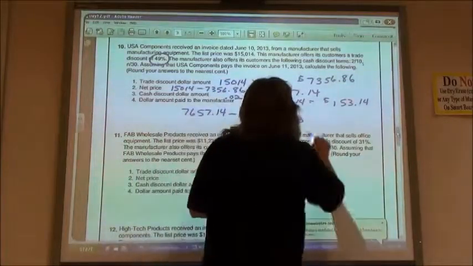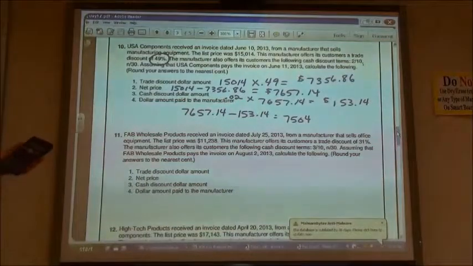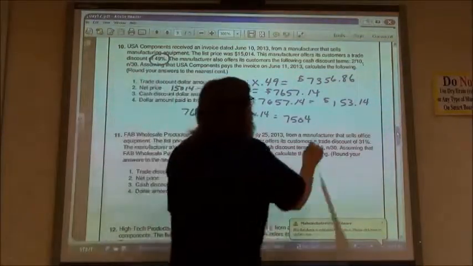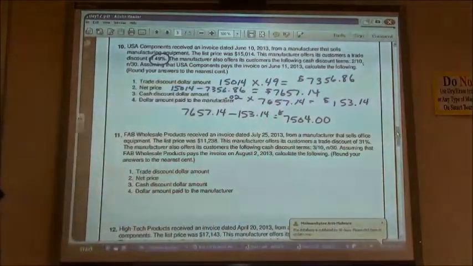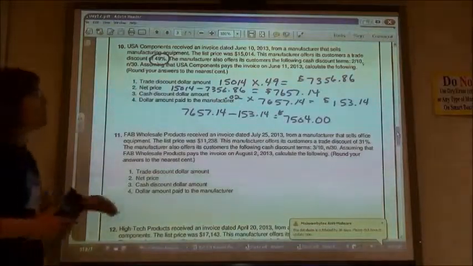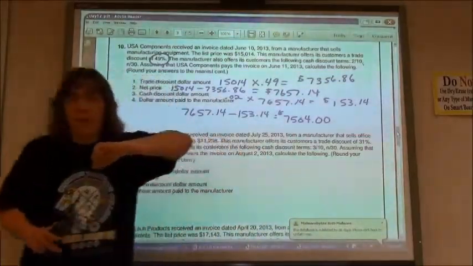I didn't clear my calculator, so I have all the stuff on there again. So if I subtract it right, $7,657.14 minus $153.14, I'm going to have $7,504 even. And they'll probably put the dollars on there. And that's going to be the amount that I have to pay to the manufacturer for my item. So although the list price was $15,000, I get to pay $7,504 for it.